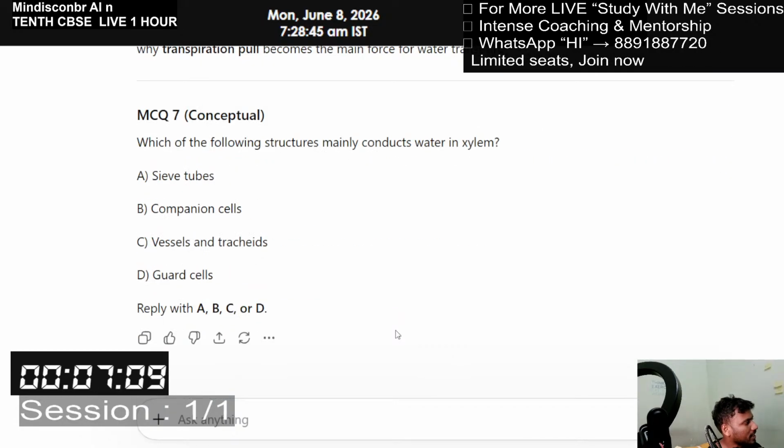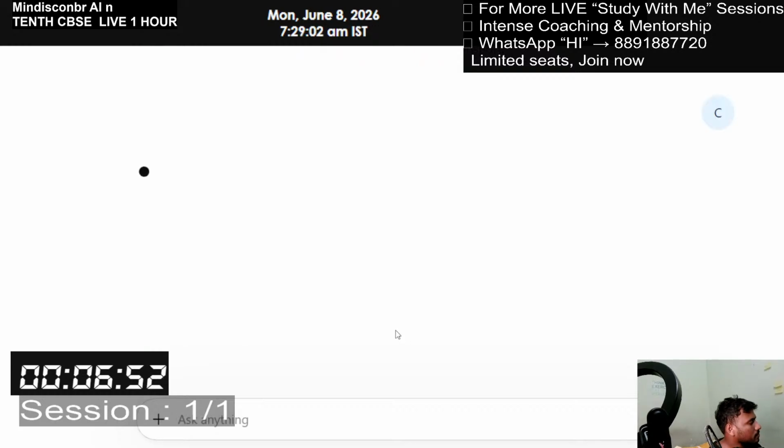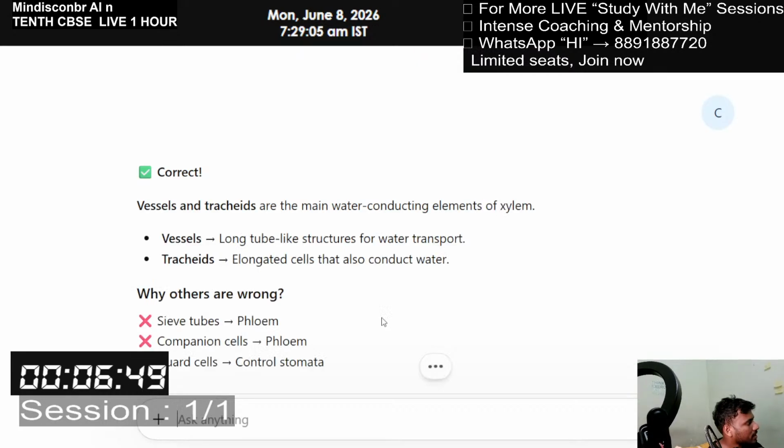Which of the following structures mainly conducts water in xylem? The xylem components are xylem vessels and xylem tracheids. Vessels and tracheids, option C. Vessels are long tube-like structures for water transport. Tracheids are elongated cells that also conduct water.